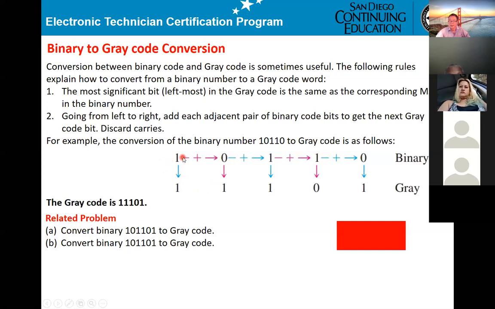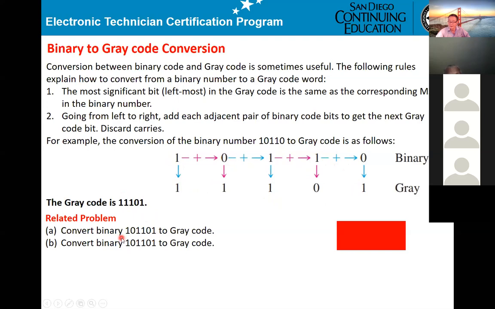Then you add 1 to 0. You get 1, put it in here. Then you take 0 adding to 1. You get 1, put it here. Then 1 adding to 1, you get 0. We don't care about the carry. Then 1 adding to 0, you get 1. That's a very easy one. So the gray code will be 11101.